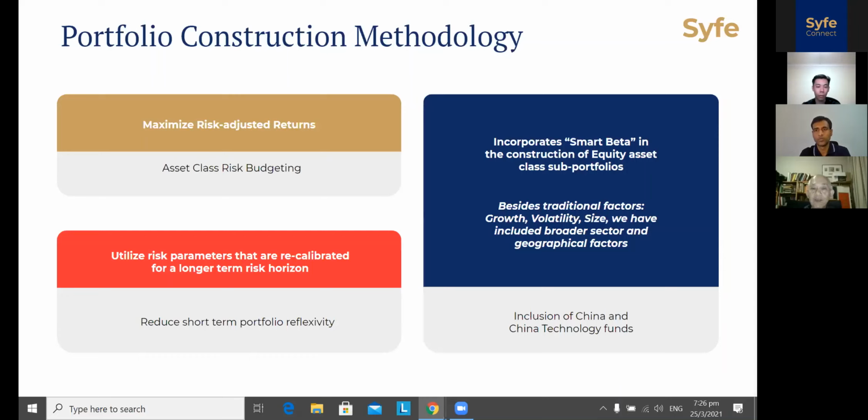As a result, we put it all together and came up with the core portfolios. The core portfolios give you a one-portfolio, one-stop shop to decide how much risk you want to take. Then we give you a portfolio that caters to this, maximizing the risk-adjusted returns while still managing risk, on a long-term basis. So this is the whole idea behind core.